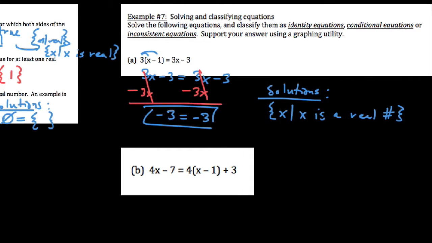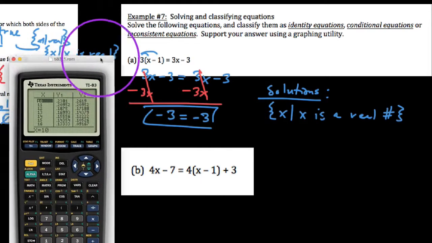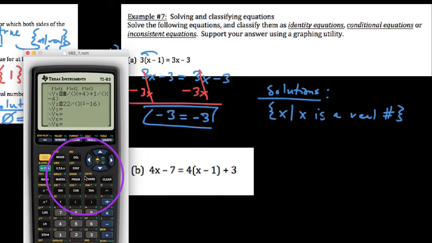And I said I do want to support this with the graphing utility. So what I'm going to need to do here is go into y equals. I'll clear out these from my last problem, and we'll type in both sides of this equation as different y expressions. So y1 is 3 times the quantity x minus 1. Our y2 will be the right side of this equation, 3x minus 3.